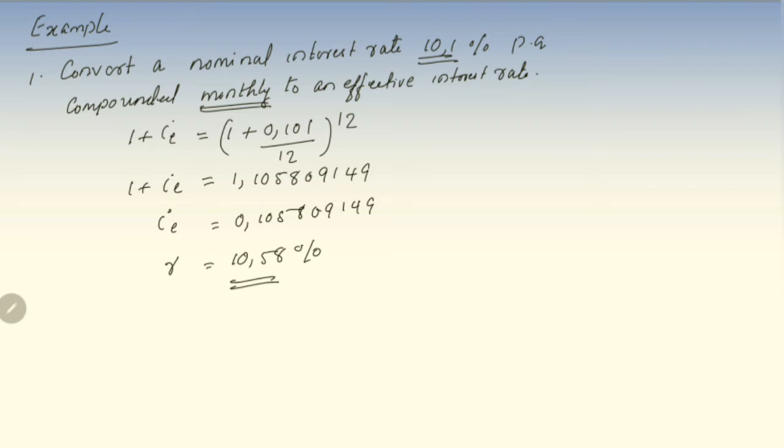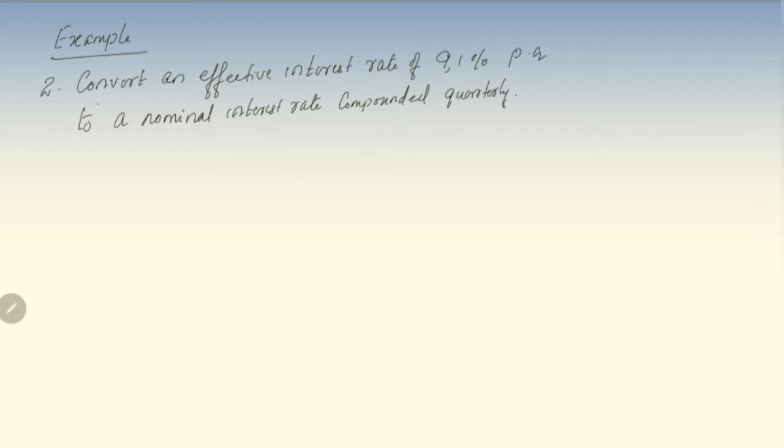Clear? Now let us do one more question where the effective interest rate is given and we find the nominal interest rate. Okay, look at this question. Convert an effective interest rate of 9,1% per annum to a nominal interest rate compounded quarterly. So the one that is given is the effective one. The one that you have to calculate is the nominal one.